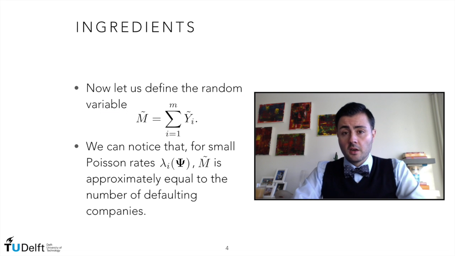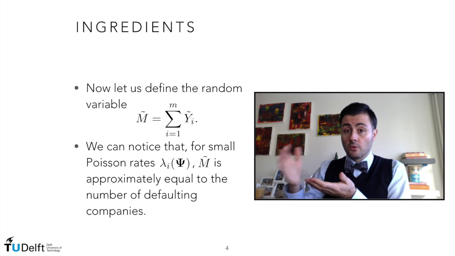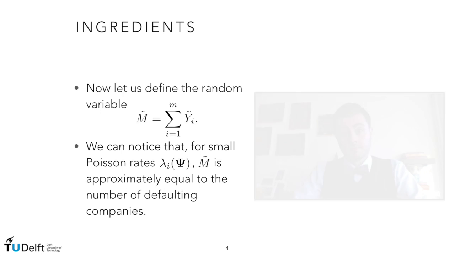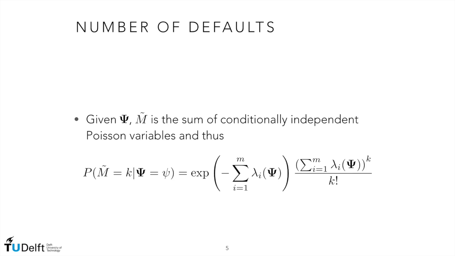We can then define a new variable m̃ that corresponds to the sum of all the ỹ's. It is interesting to notice that when the λ_i's, that is to say the Poisson rates, are small enough, then m̃ is a very good approximation of the m we have seen before in Bernoulli mixtures. In probabilistic terms, m̃ is the sum of conditionally independent Poisson variables. On screen you can see what I mean.